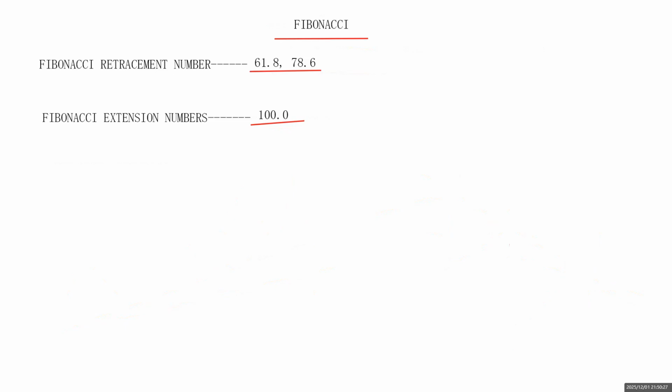Okay, so the next thing I'm going to be talking about is the horizontal support and resistance level. Horizontal support and resistance levels, or horizontal support and resistance tools. Okay, so now what are these tools? What are these levels?